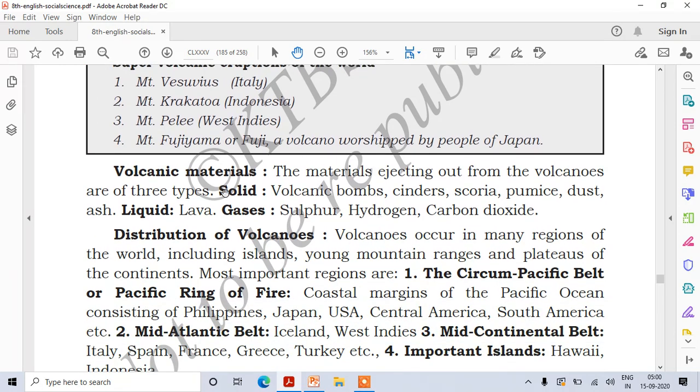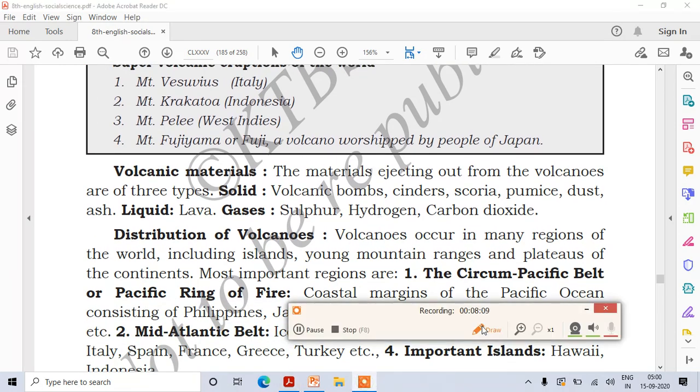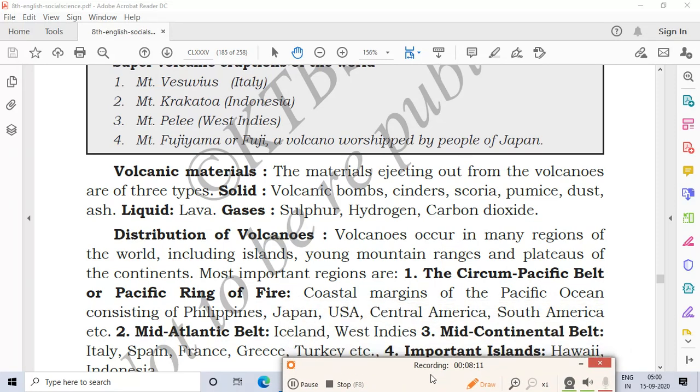Next, we have the volcanic materials. What are the things which come out from the volcanoes onto the earth's surface? The materials ejected from the volcanoes are of three types. What are those three types? They can be solid, liquid, or gases.